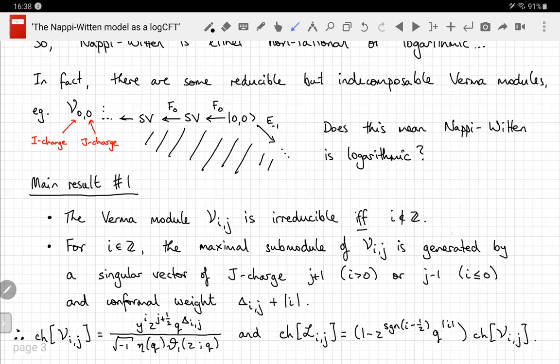And our proof also allows us to rigorously identify the maximal submodule of all of our Verma modules, which I think is necessary in order to get this character formula at the bottom.